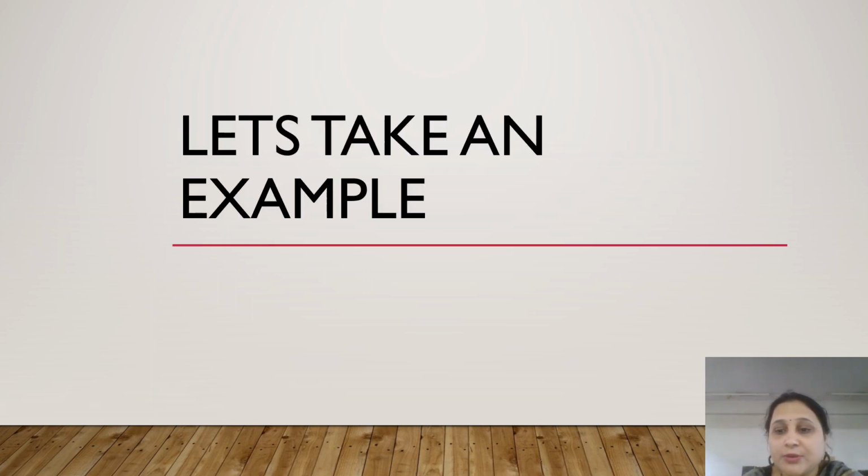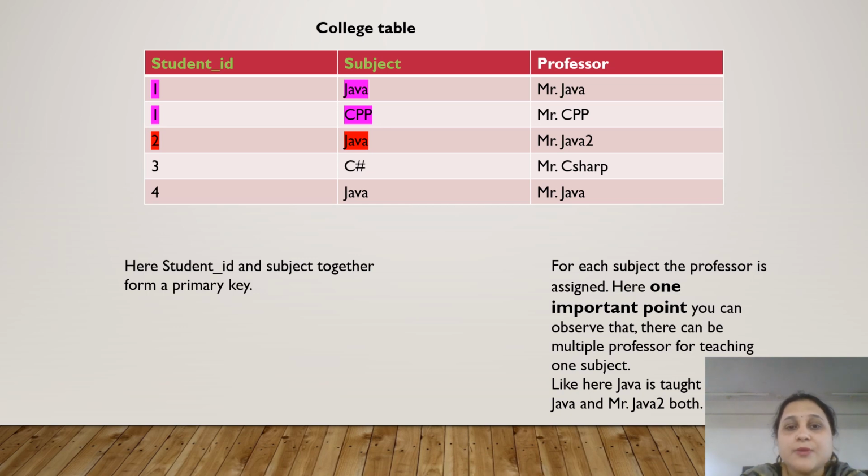Let's take an example, students. Suppose I have a college table with three columns: student ID, subject and professor. For each subject the professor is assigned. A student ID 1 who has obtained Java, and Mr. Java is the professor who is teaching him this subject. Here you can observe one important point, that there can be multiple professors teaching one subject.